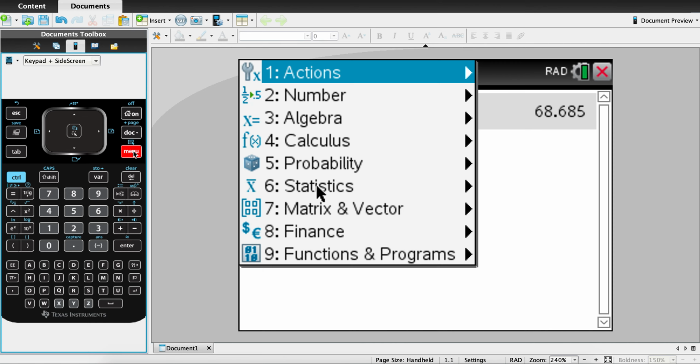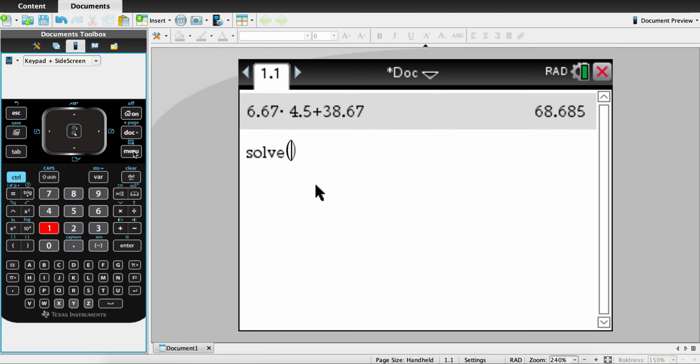So we'll go menu and then 1 for solve. Now we want 100 equaling 6.67 times by the time, I'm just going to call it t, and then adding 38.67. We'll put a comma because we will need to tell the calculator what we're solving for. We're solving for t, and then we'll press enter.